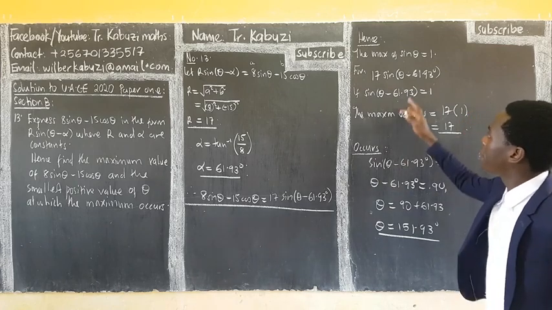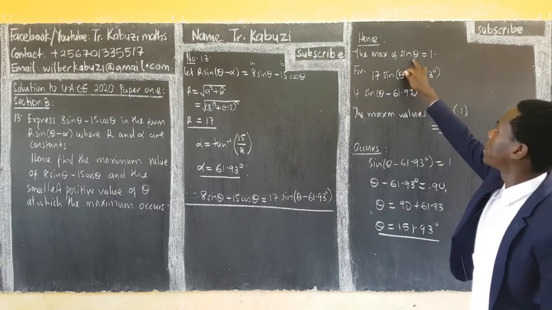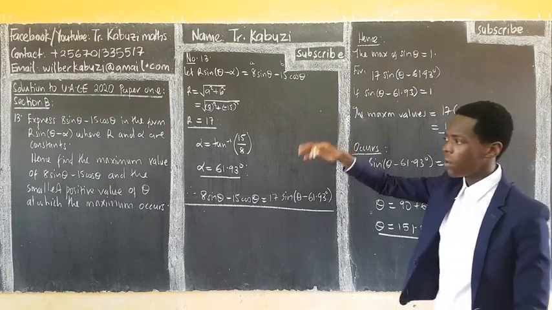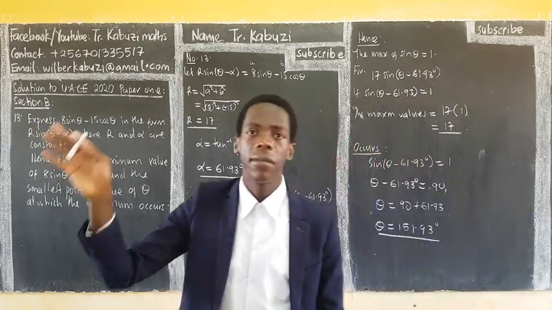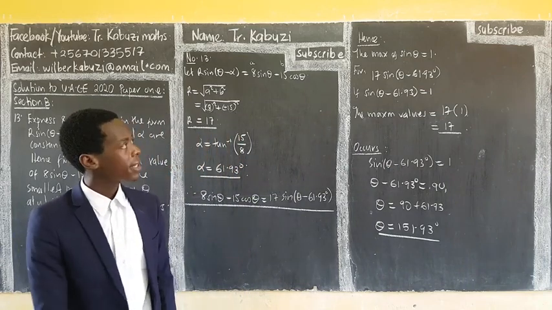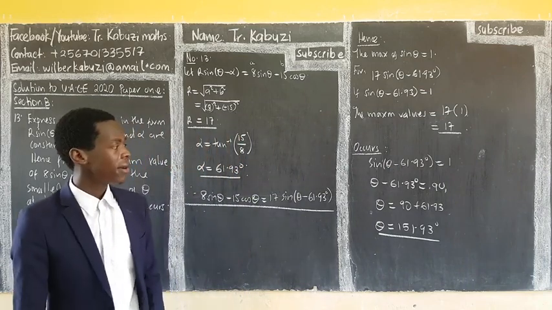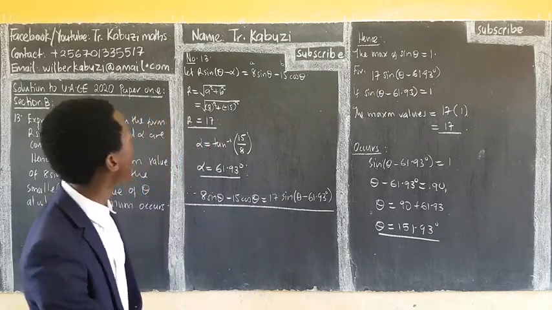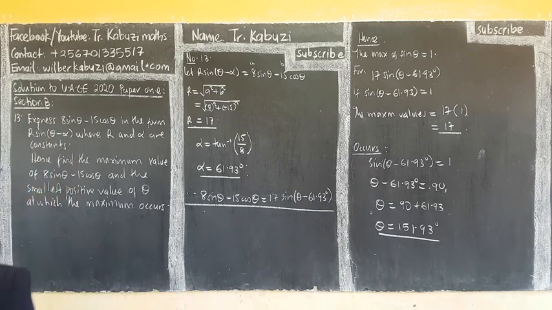So the idea is if they ask for the minimum, then sine of theta, its minimum is occurring when all of this is equal to -1. Remember when we are drawing the sine curves, sine can never go beyond 1. Sine of theta, its maximum is 1, then its minimum is at -1. So that's it. I wish you well. We are going to see now number 14.